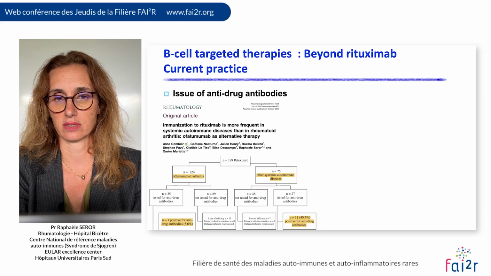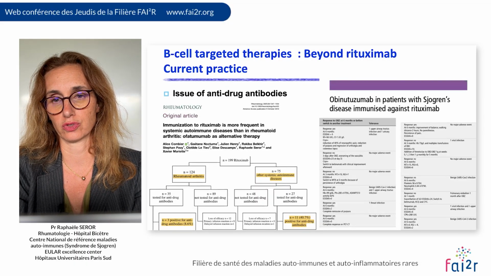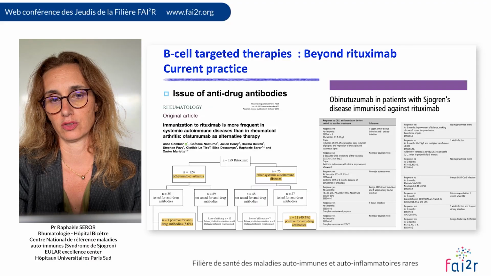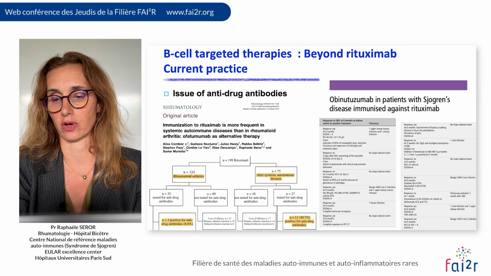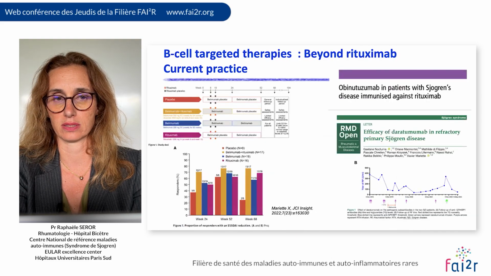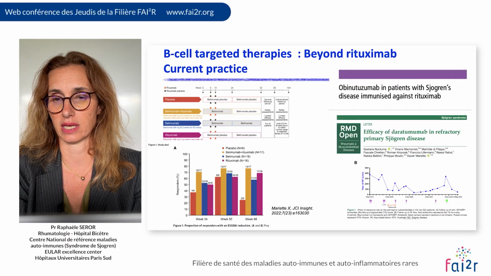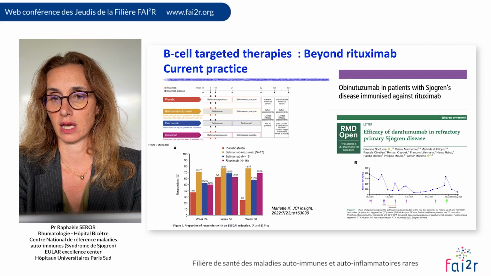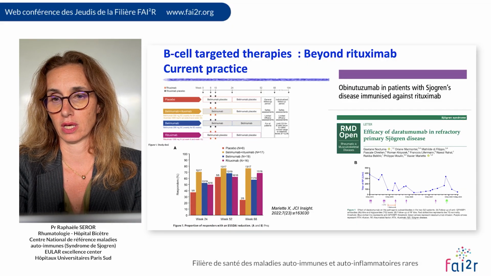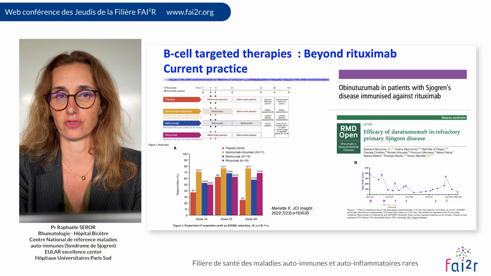What we can do in this case, we usually use another B-cell targeted therapy. It used to be ofatumumab. It is now obinutuzumab, which is available and works very well in patients that are immunized. There are other options, such as combination of belimumab and rituximab, and we will come back to that later, which is sometimes used in refractory patients with cryovasculitis. And also, we use, much less frequently, treatments that are used for multiple myeloma and target plasma cells, such as daratumumab.